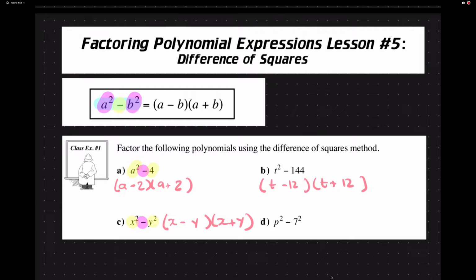So let's take a look at the final one, example D. Again, I've got p minus and p plus. This time it says 7 squared. Now the number 7 itself is not a perfect square, but 7 squared will be 49, and the square root of 49 is 7. So yes, it's p minus 7 and p plus 7.